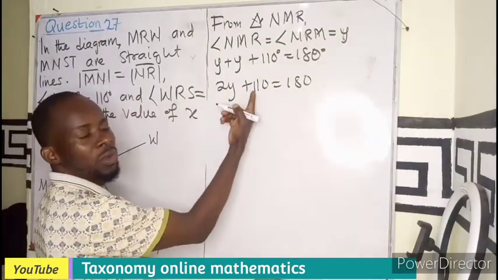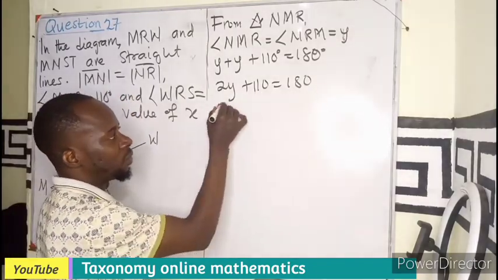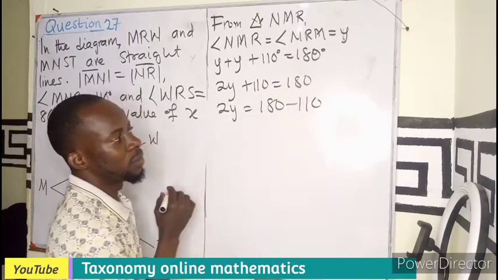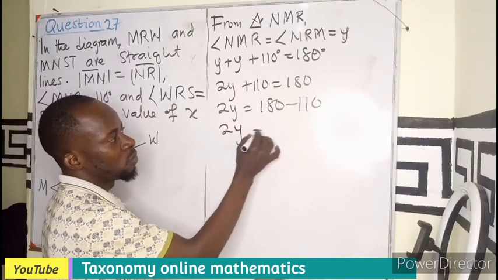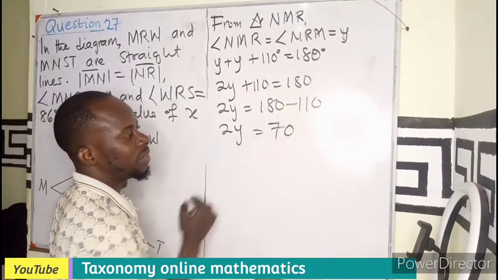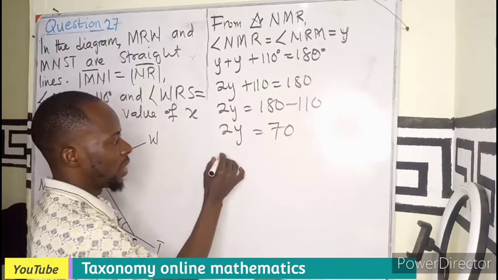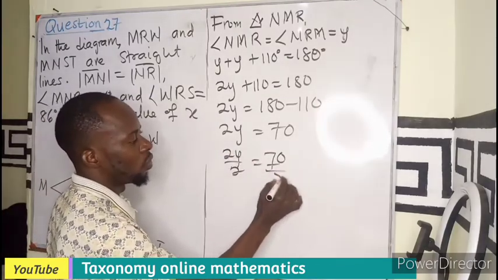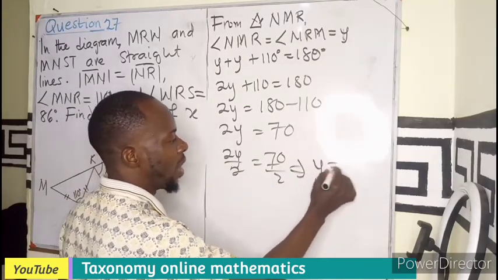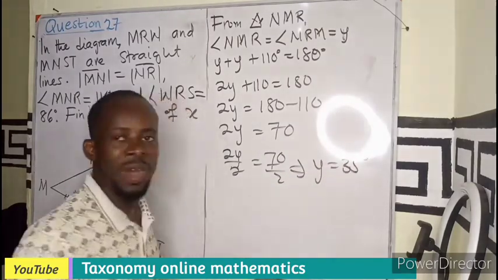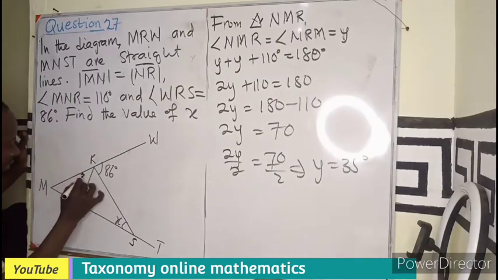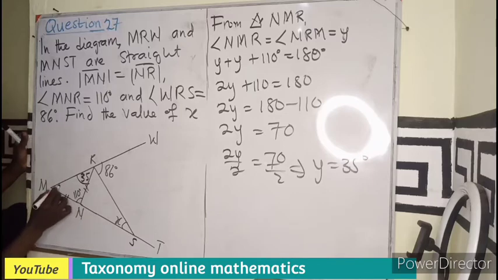We can send this to the other side, so 2y equals 180 minus 110. 2y equals 70 degrees. We are looking for y, so divide by 2 on both sides. That implies that our y equals 35 degrees. It means the angle here is 35. The angle here is 35.